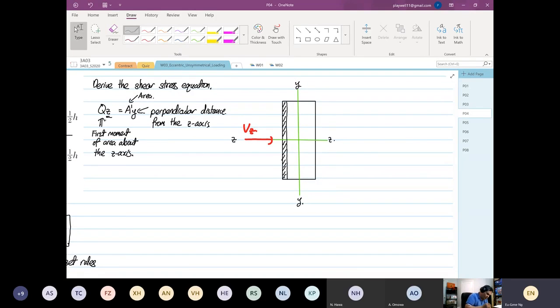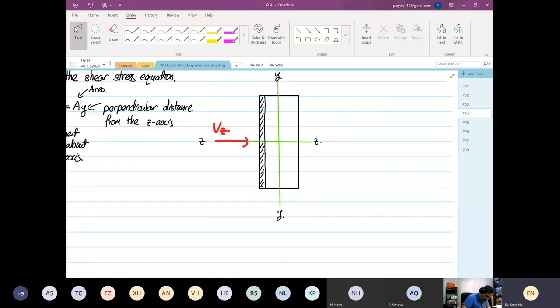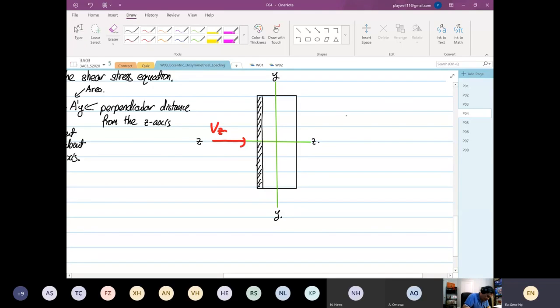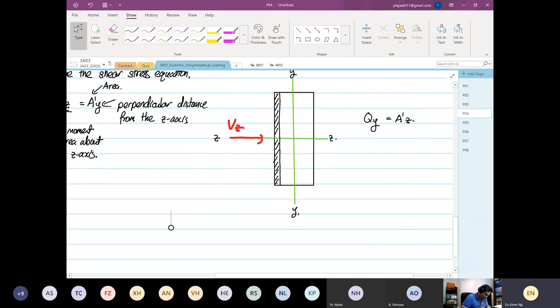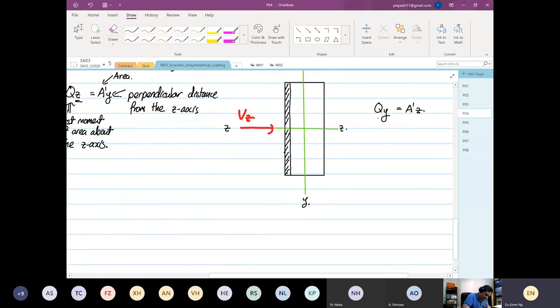So when your shear force is in the z direction, you want to find the first moment of area about the y-axis, and this is equal to A prime, okay, A prime z. Let me elaborate on this. Over here, this is the first moment of area about the y-axis.